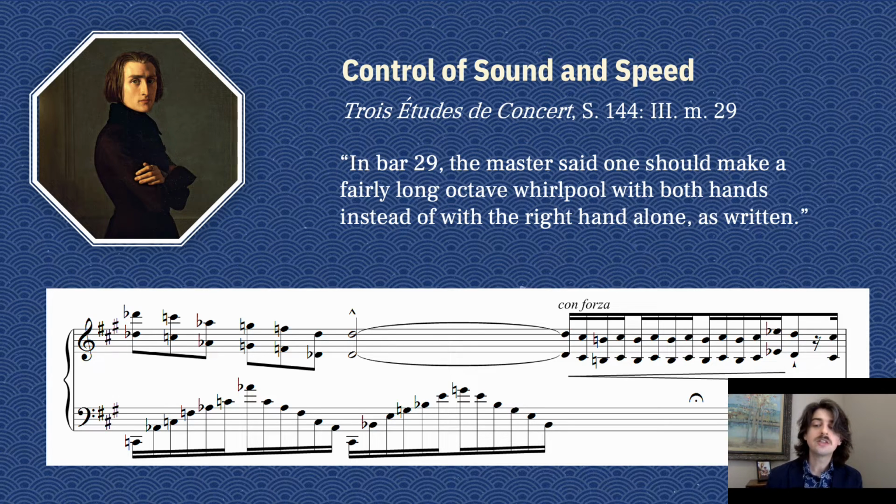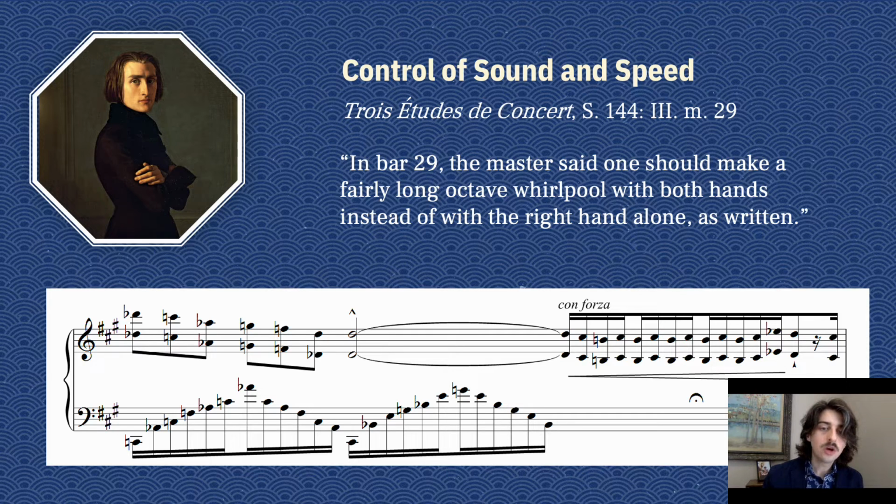The most detailed accounts available are found in the diaries of August Güllerich, who recorded 2 instances of Liszt recommending alternative hand distributions in his own compositions, in each case suggesting to play a passage notated for one hand alone with 2 hands. The first example is from Un Sospiro, shown here. Güllerich noted, "In bar 29, the master said one should make a fairly long octave whirlpool with both hands instead of with the right hand alone, as written."